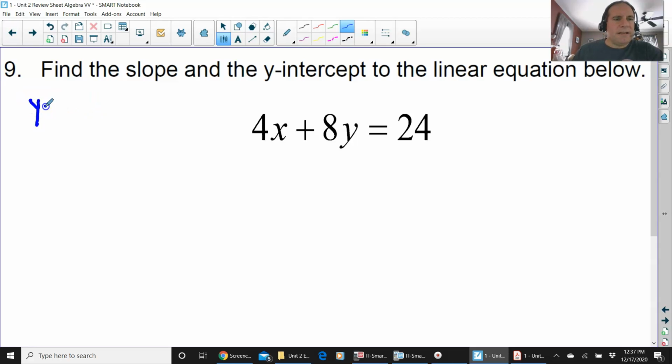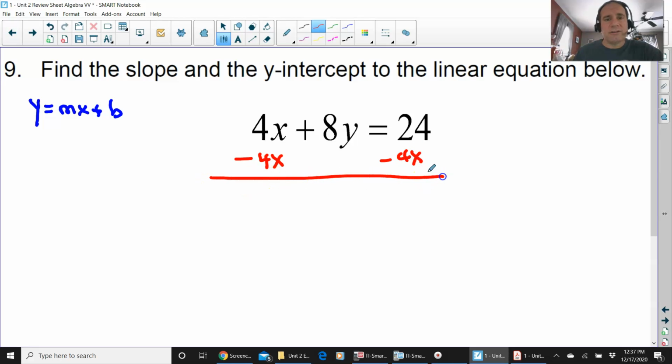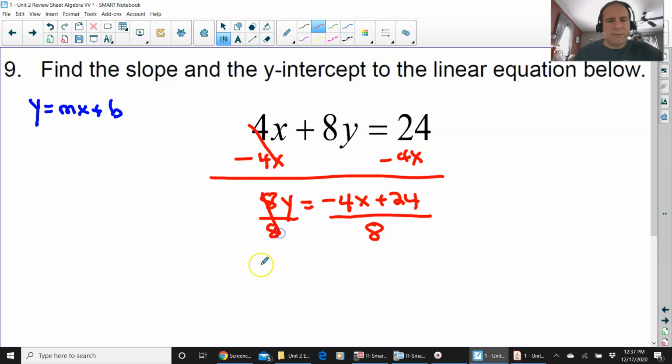Remember, this must be in this format, y equals mx plus b. So we are going to solve it for y. Subtract the 4x on both sides. You're going to cancel this out. You're going to get 8y equals -4x plus 24. You divide by 8 on both sides. Remember, you keep that fraction for the slope.